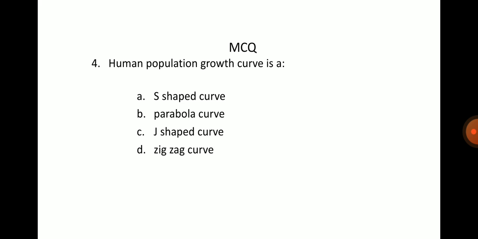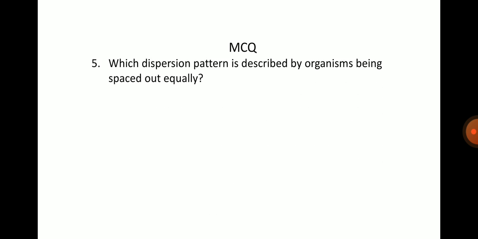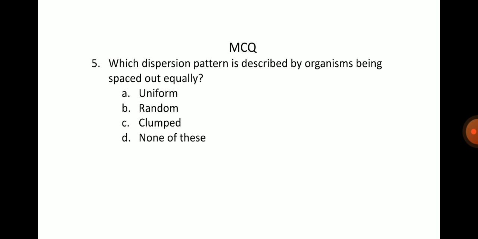The next, that is the fourth question. Human population growth curve is a, option A, S-shaped curve, B, parabola curve, C, J-shaped curve, and D, zigzag curve. So the answer is option C, that is J-shaped curve. Next question, that is the fifth one. Which dispersion pattern is described by organisms being spaced out equally? The options are A, uniform, B, random, C, clumped, and D, none of these. So the answer is option A, that is uniform.